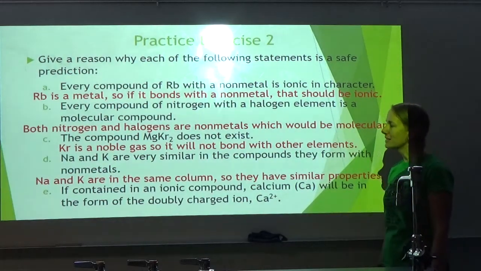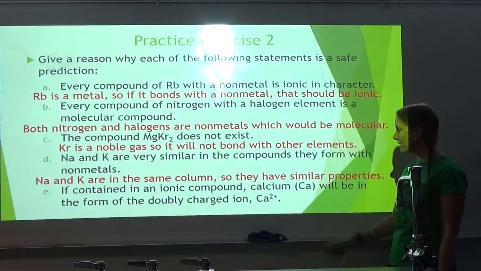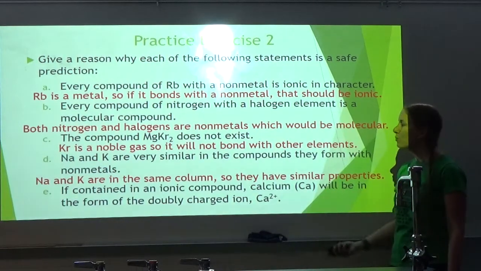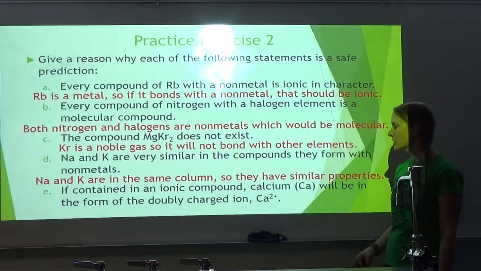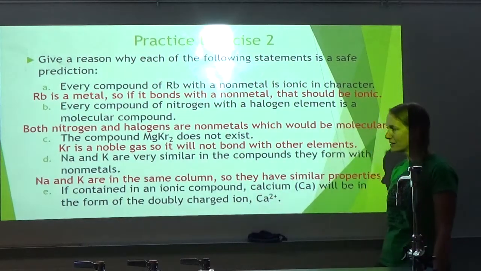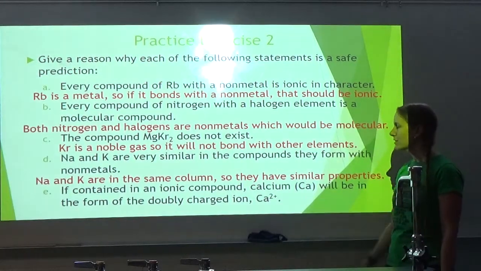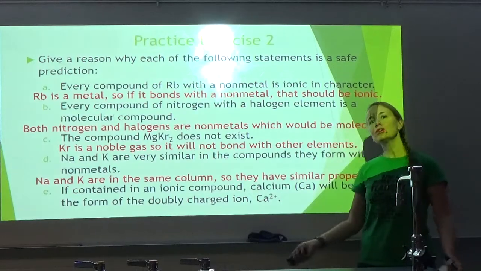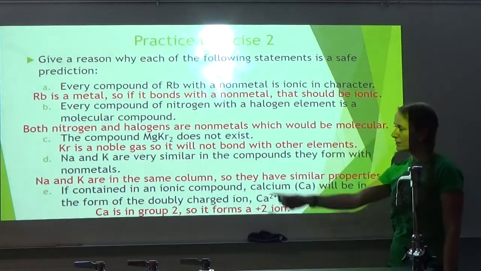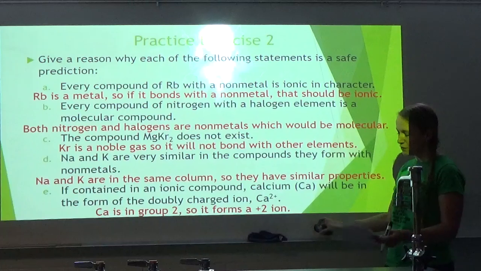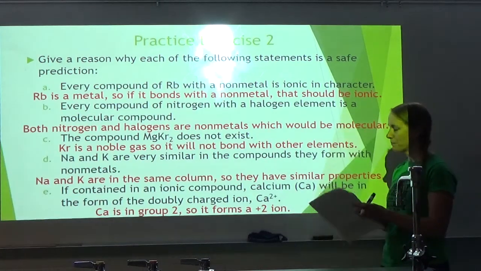And then part E says if contained in an ionic compound, calcium, which is Ca, will be in the form of the doubly charged ion, calcium with a 2 positive charge. Well, we know calcium is in group 2, and group 2 forms a positive 2 charge. So calcium is in group 2, so it forms a positive 2 charge.